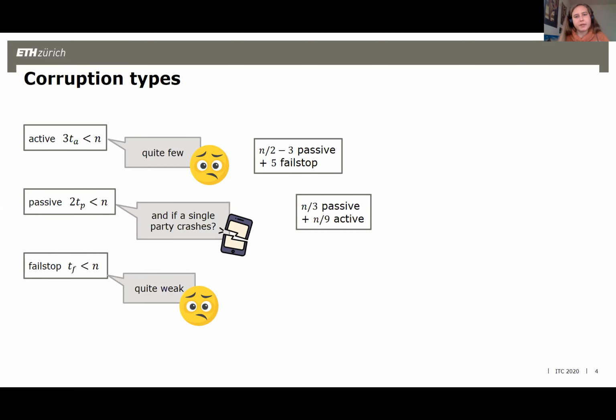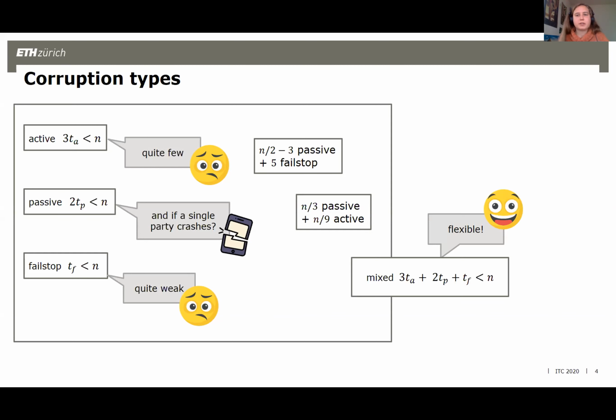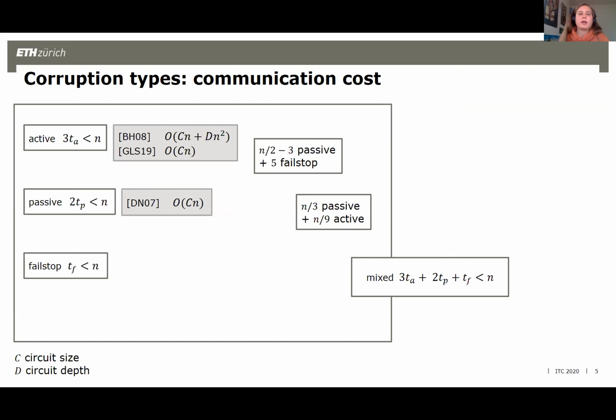If you want more flexibility, what you should perhaps use is the mixed setting introduced by Fitzi et al. It generalizes all of these settings and all of the settings in between. Here a protocol is parameterized by three thresholds, T8, TP, and TF. It works with fewer than T8 active corruptions, fewer than TP passive, and fewer than TF fail-stop. You give these parameters to the protocol, and the protocol works. This is possible if and only if this equation holds. So this is very flexible, but what about communication cost?